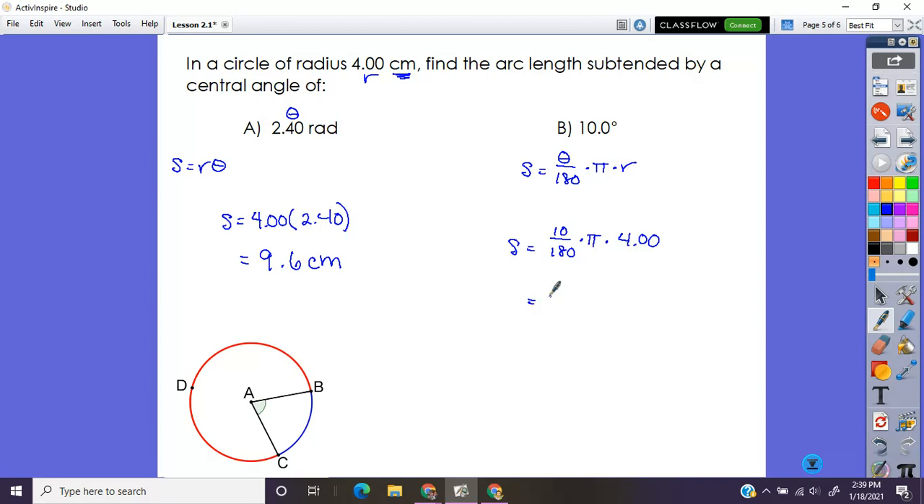This time we'll have to get an approximation because pi, once again, is an irrational number. If you wanted to leave it in terms of pi, that is totally fine. You'd end up with 2/9 pi centimeters. Or you could continue and multiply through the pi, and you'll get a decimal, 0.698 centimeters. So that's finding arc length, one in radians, one in degrees.